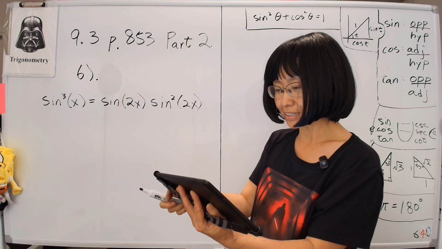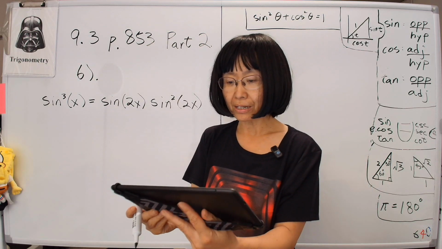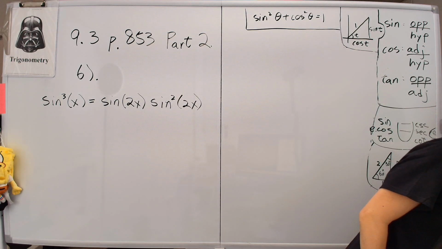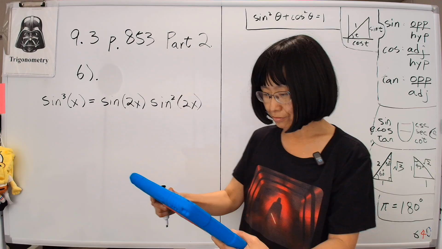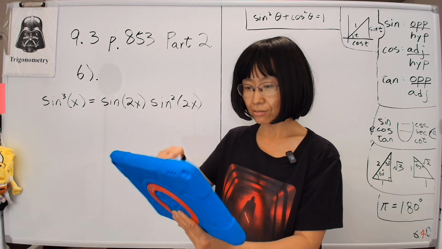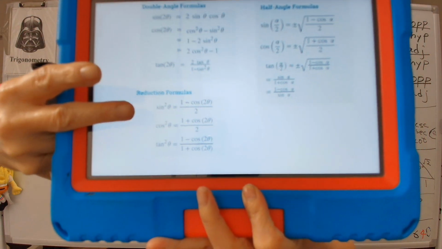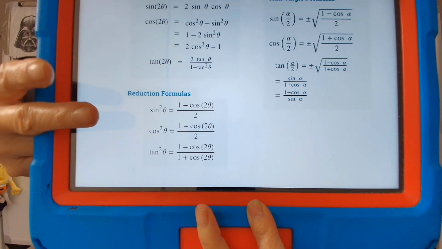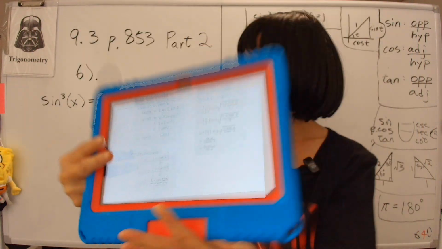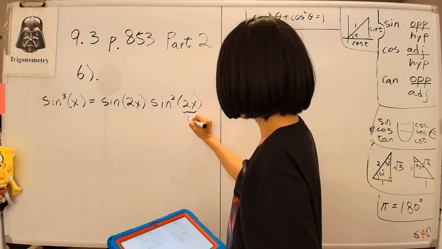So next, what are we going to do? Next, we are going to follow the formula of sine squared, that is this one. Let me pull out the formulas. We're going to follow the one where sine squared theta is equal to 1 minus cosine 2 theta over 2. And we are going to set theta equal to 2x. So this will be the theta right here.